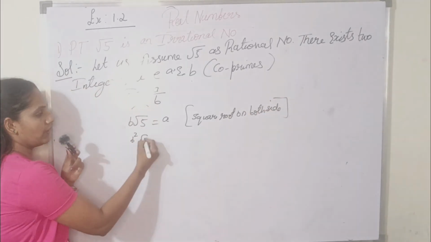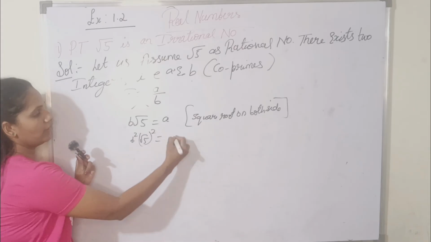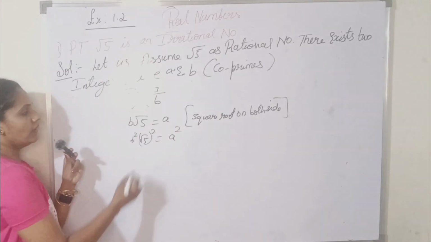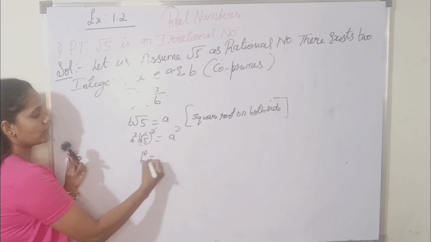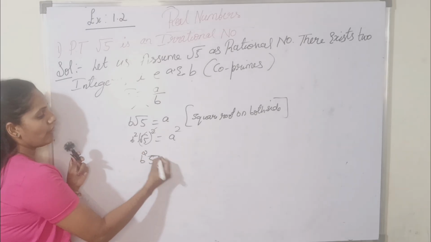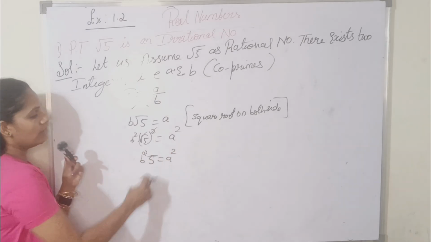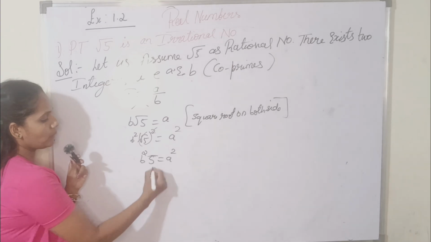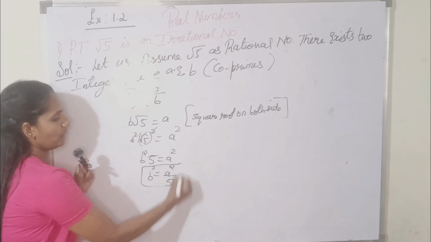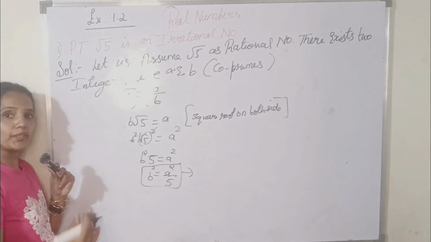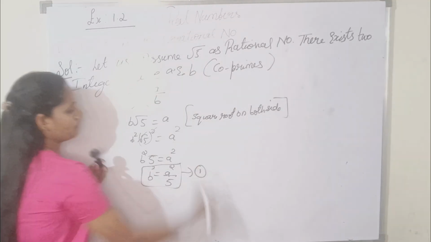Here it becomes b square, root 5 whole square is equal to a square. Now root 5 whole square, the square root and square cancel. So b square is equal to 5a square. Now I'll send the number across, so b square is equal to a square by 5. This is the equation. Now consider this as equation 1.